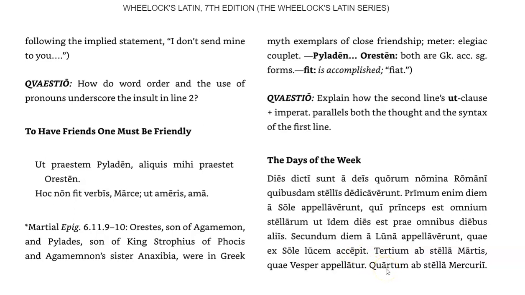The fourth, the quartum diem, is so-called from the star of Mercury, but literally the fourth from the star of Mercury. So you can see we have to fill that in, and that's why I said in my translation, the fourth day they named after the star of Mercury. In fact, that might make more sense because then we're following the longer sentences at the beginning of this passage.